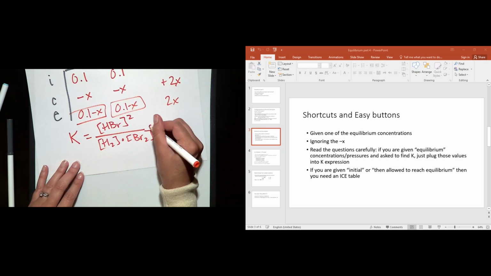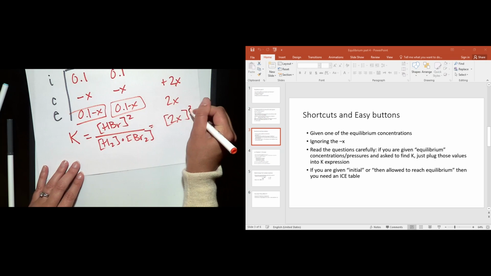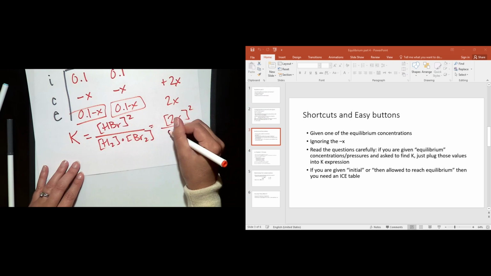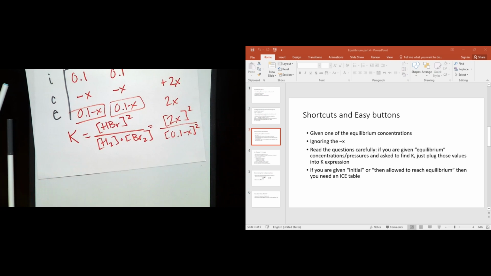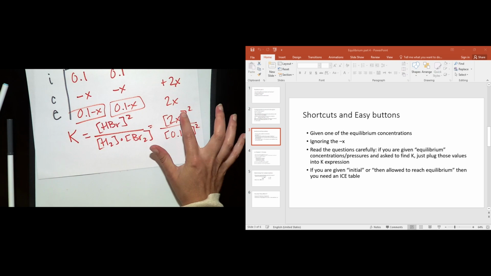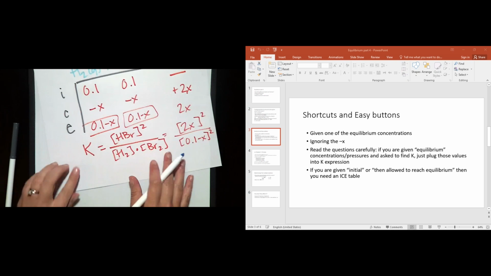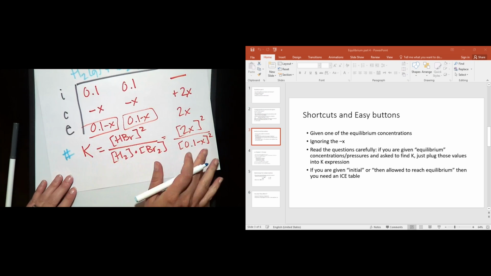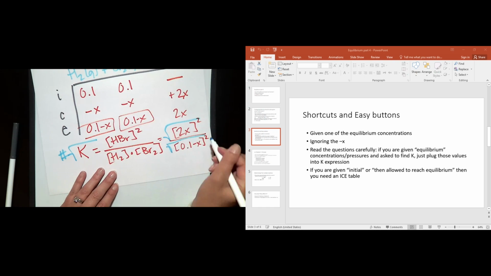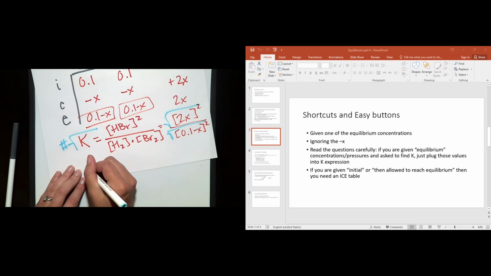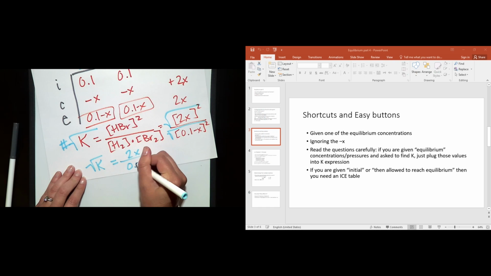So we can rewrite this: 2x, entire quantity squared, on the top, and on the bottom 0.1 minus x, entire quantity squared. When we have a perfect square on the top and on the bottom, and this is going to be equal to some numerical value, we can just take the square root of K, the square root of 2x entire quantity squared, and the square root of that denominator. So we get the square root of K is equal to 2x divided by 0.1 minus x.